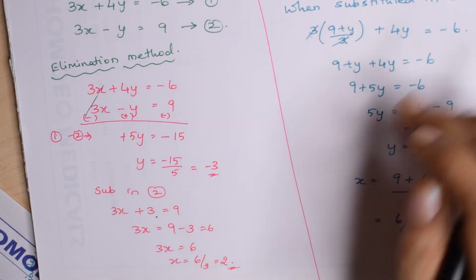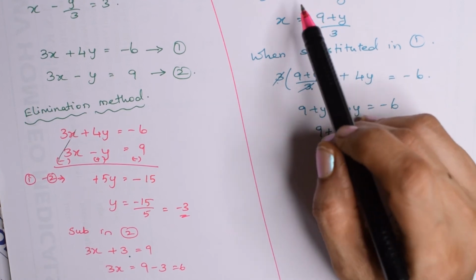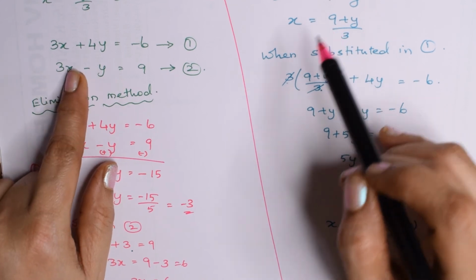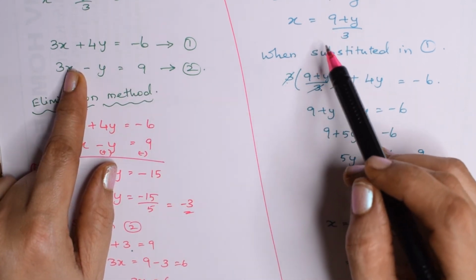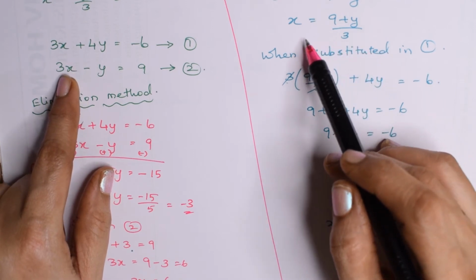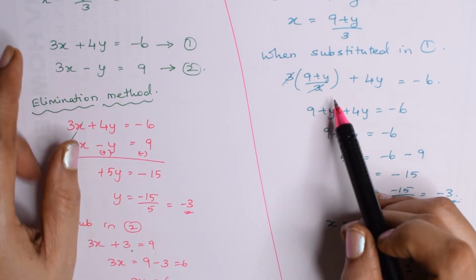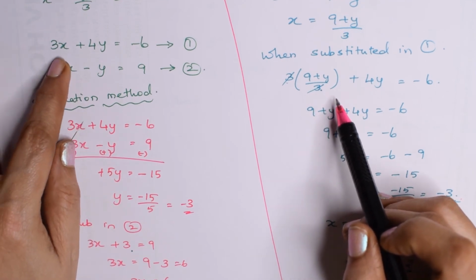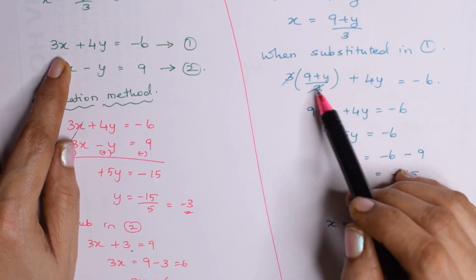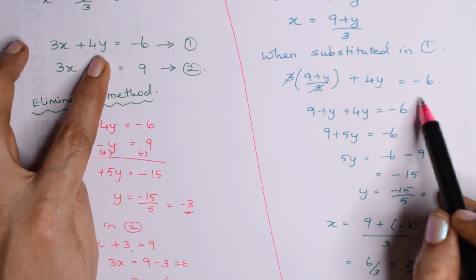Now we are doing it in the substitution method. From the second equation, I have 3x alone, I keep it here, and bring the y to the right hand side. So it becomes 9 plus y. And I want only x, I don't want 3x, so I divide it by 3. And I am substituting the value in the first equation. In the place of x I use this, so the denominator 3 and this 3 get cancelled. So it becomes 9 plus y plus 4y is equal to minus 6.